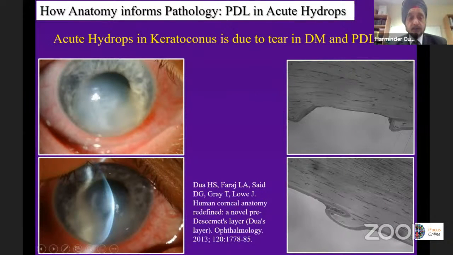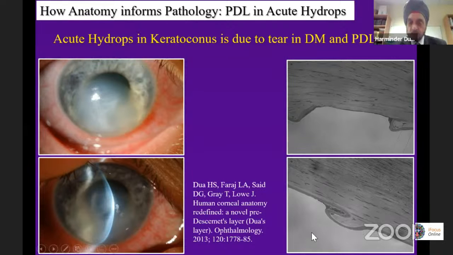What about acute hydrops? Now, as long as any one of you can remember, you've been told acute hydrops in keratoconus is due to rupture in the Descemet's membrane. And we all believe that. But after discovering this layer and doing some OCTs, in our very first paper, again, all this information is there, we said that acute hydrops is due to rupture in the Descemet's membrane and the pre-Descemet's layer.